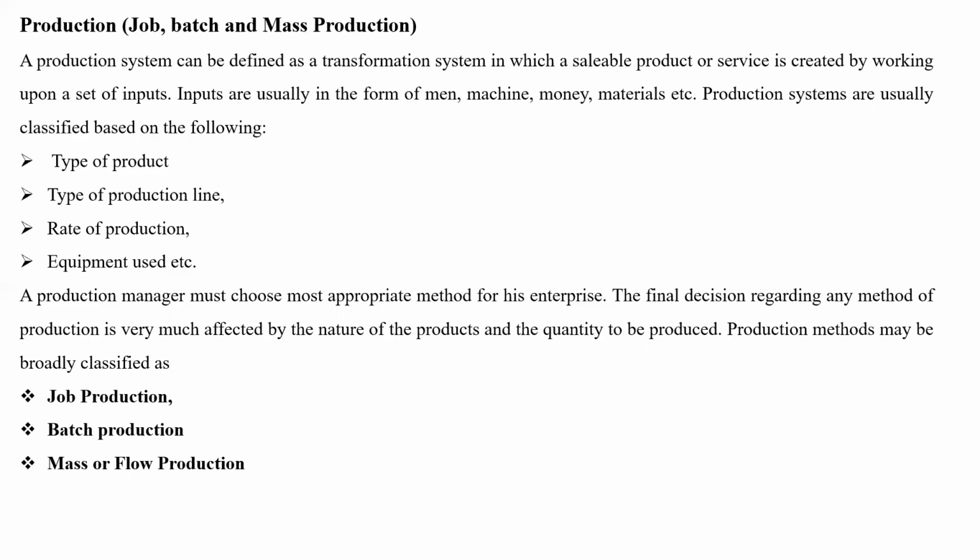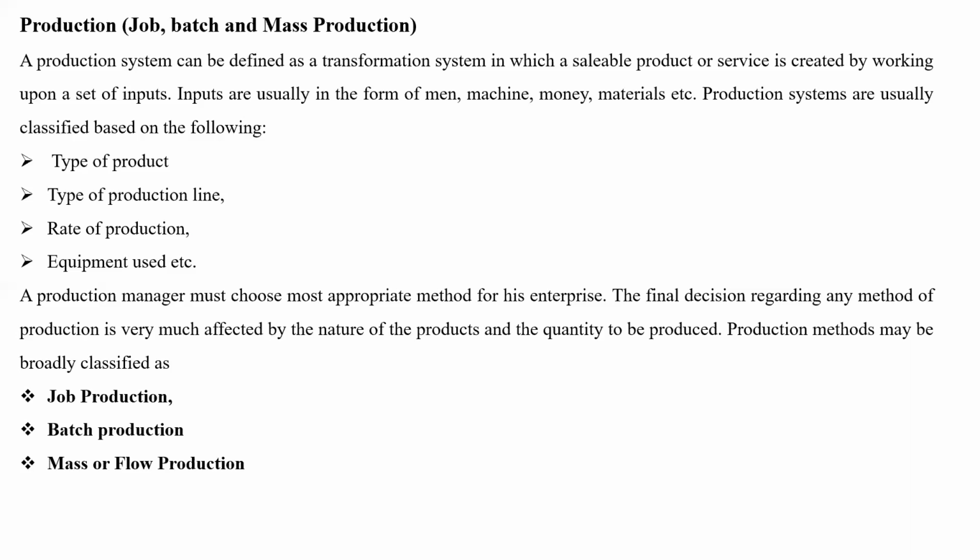And we have another factor, the rate of production, how much quantity we are producing. That is also an important factor in determining the type of production system. Not only this, the equipment used also. These are all interrelated: the type of product, product line, rate of production, and equipment used for that particular product. What type of machinery, technical staff, or materials we are using, these all come under the equipment used. So all these factors have an influence on designing the production system.